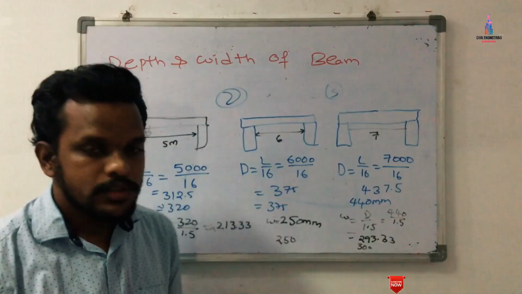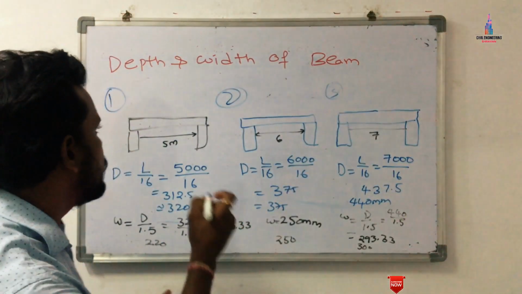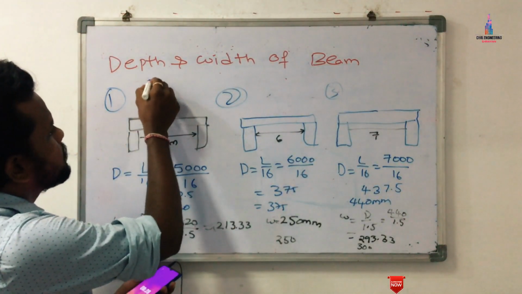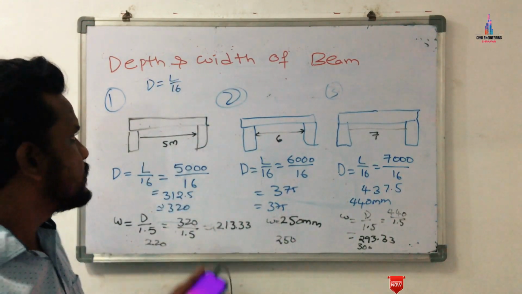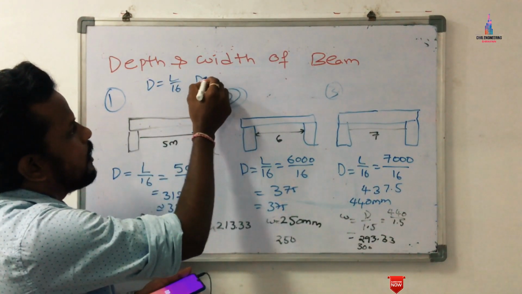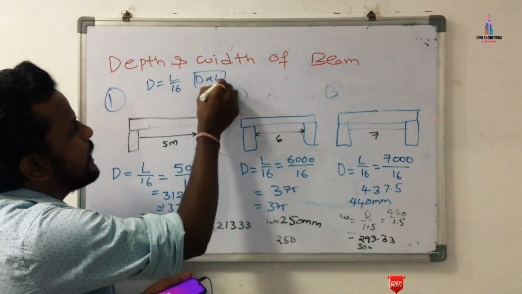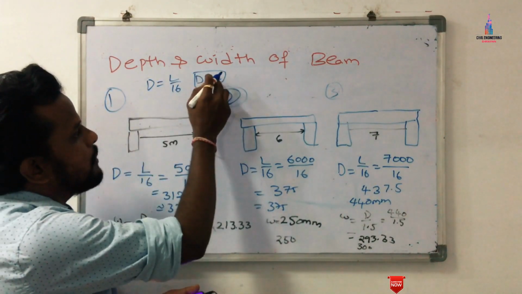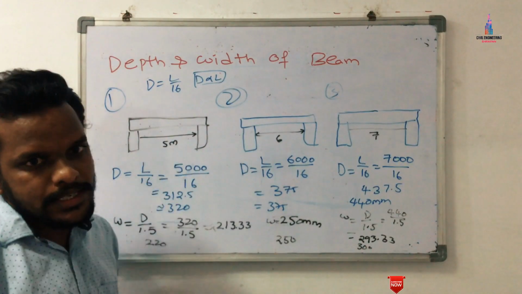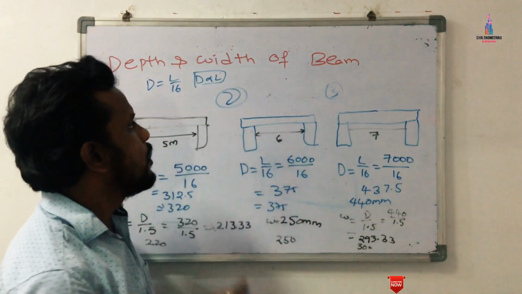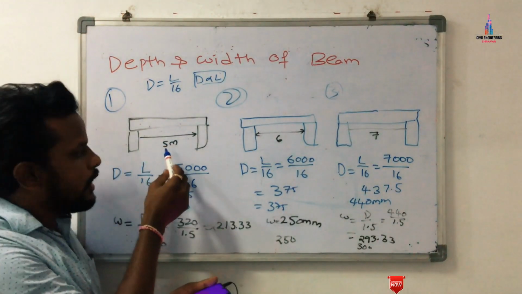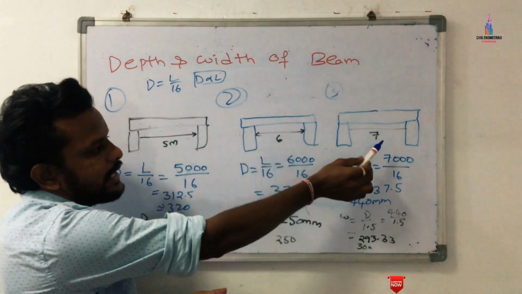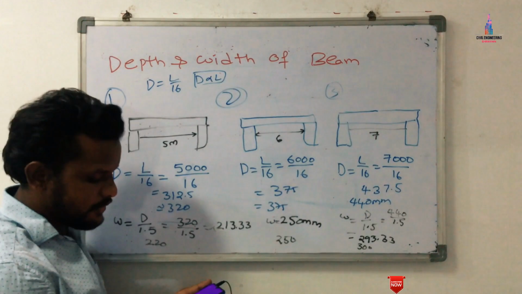As per the thumb rule, the depth of the beam is approximately equal to the length of the beam divided by 16. So the depth is directly proportional to L. If you increase the length of the beam, the depth also increases. Let us consider in the first example a 5 meter length beam, the second example a 6 meter length beam, and the third example a 7 meter length beam.